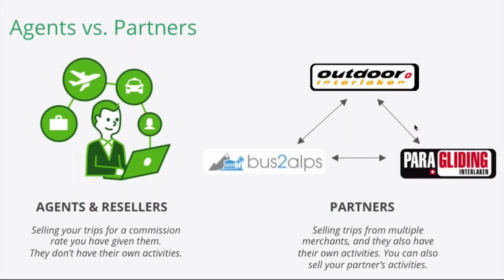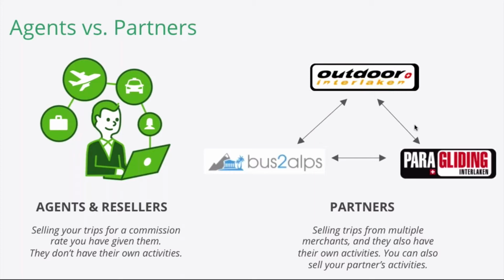When it comes to the difference between partners and agents, an agent sells on your behalf. So they're selling a trip that you've given them permission to sell, and they're selling it for a commission that you've decided together with them. An agent doesn't have their own activities. They can sell from different accounts, but they don't need to have their own activities. So their main reason is to sell on your behalf. Another thing that's special for agents is that they don't need to have their own TrekkSoft account. The only thing you need to do is create an agent user, and then they will be able to sell your activities.